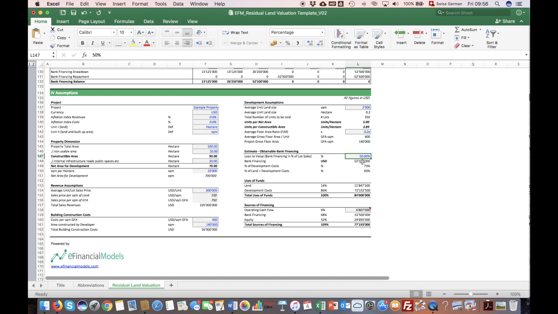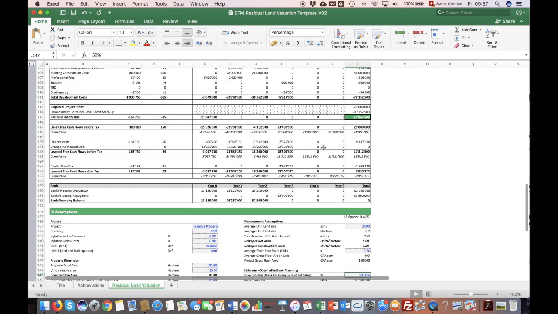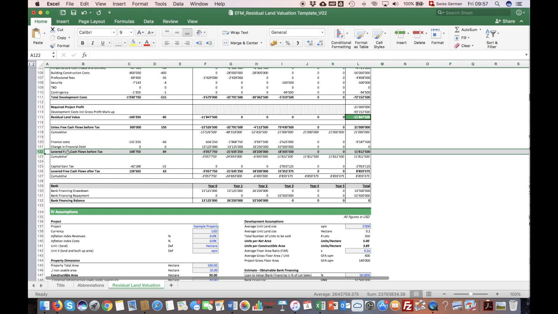So maybe this is even too low. It fully depends on the bank. You will need to maybe talk to the bank and see what are their lending conditions to validate this. But the point here is that you can quite accurately figure out how much bank financing a developer can get, what his levered free cash flows are.